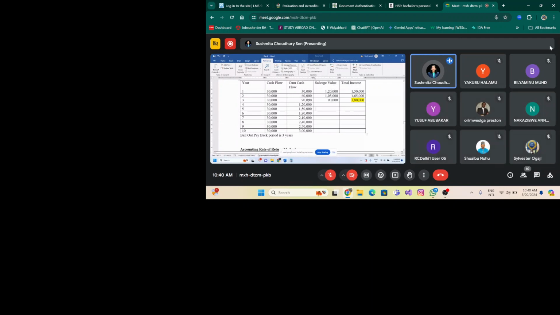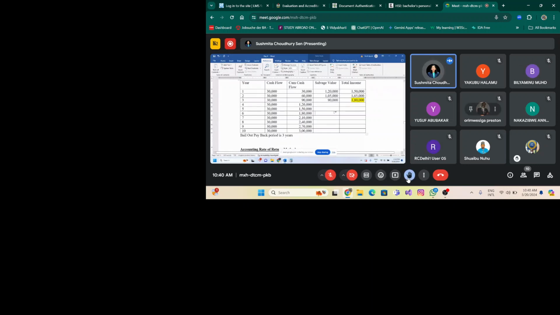Similarly, if you are trying to sell it at the end of third year, by that time your earning will be 30 plus 30 plus 30, that is 90,000. And your selling price of the project is going to be another 90,000. So profit plus selling price together, it is 1,80,000.